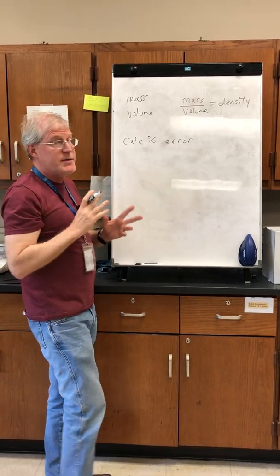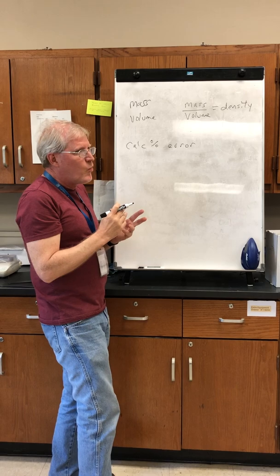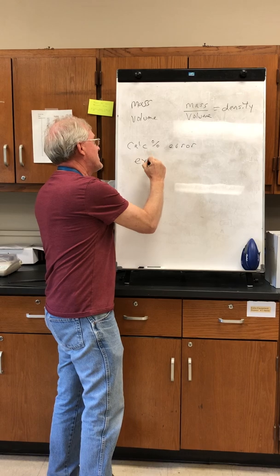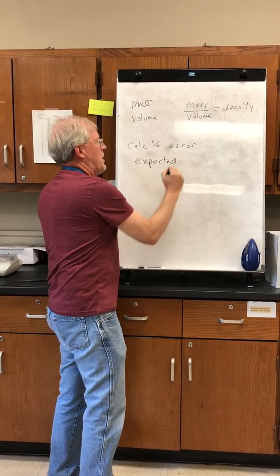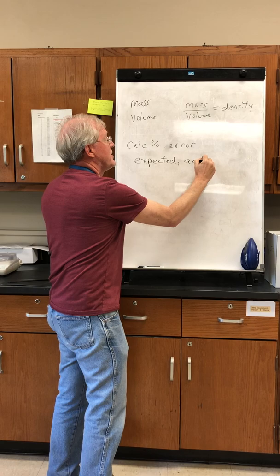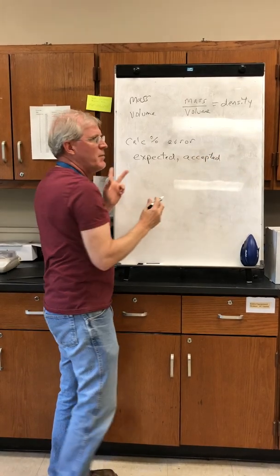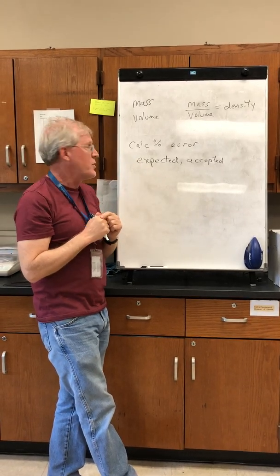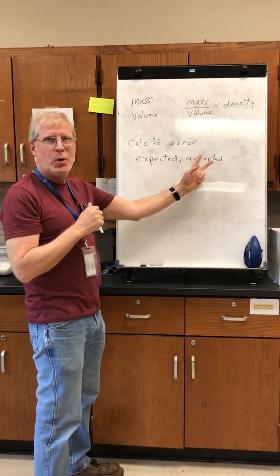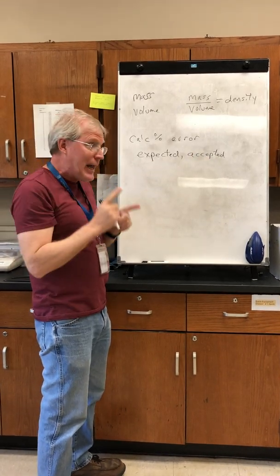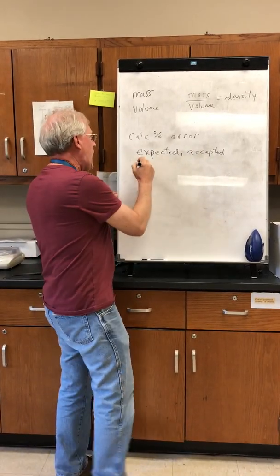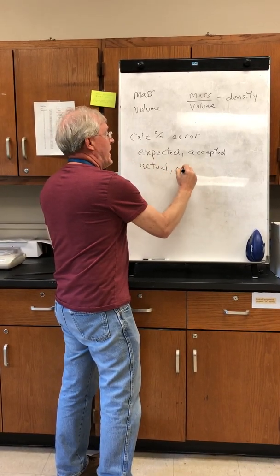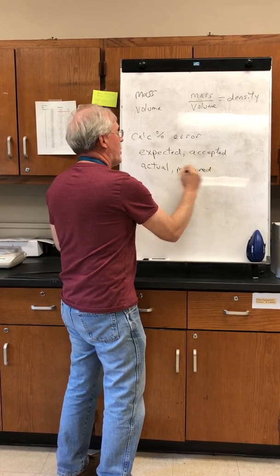Now, for a lot of the things that we're going to do in lab, we kind of know what the answer should be. So we have an expected answer, or maybe you might want to call it the accepted answer. Some of the things that we're measuring the density of, we know what the density of that material is supposed to be. So there's an expectation or an accepted value for it. And then you actually do the experiment and you get the actual density, or the measured density, perhaps, whatever terminology that you want to use.